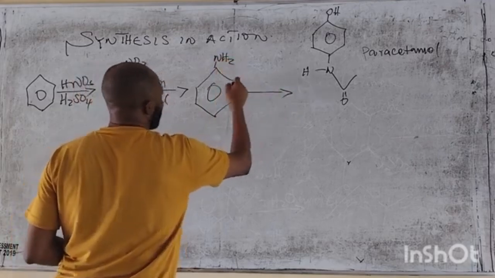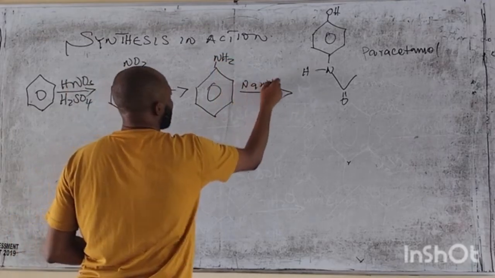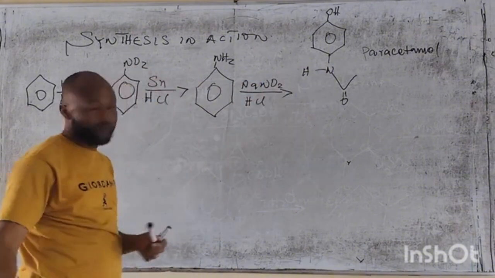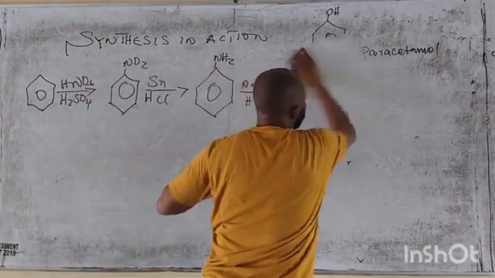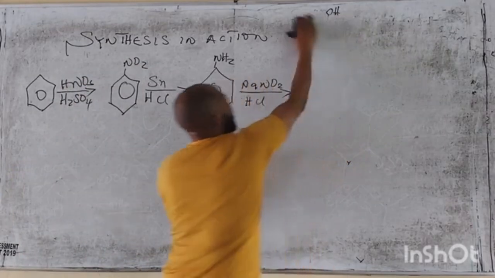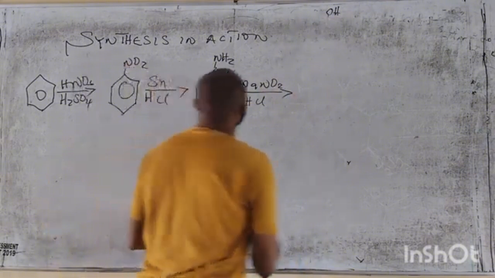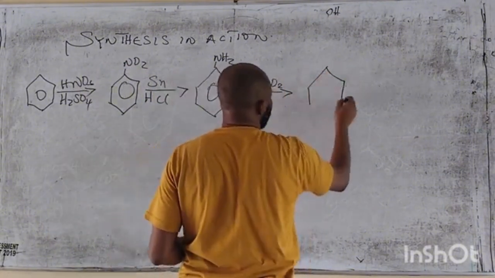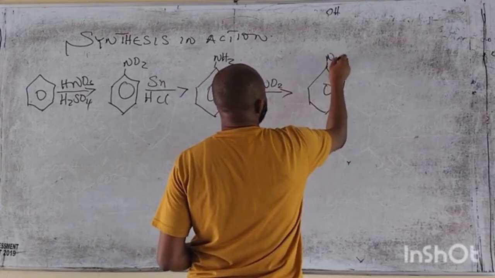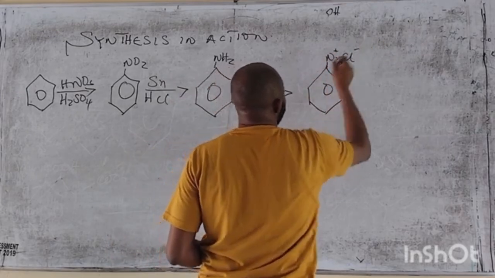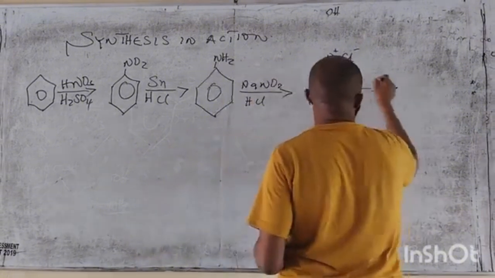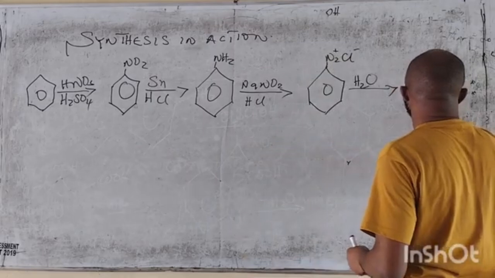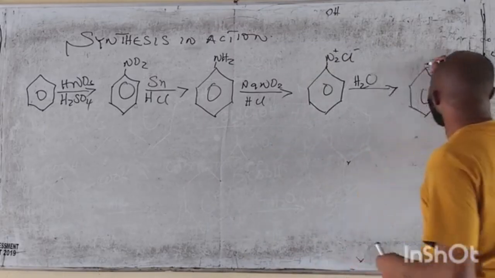I move further to nitrous acid in the presence of HCl. Then, when I do this, this will turn into benzene diazonium salt. I have my N2Cl. This is what I get. And when I proceed further in the presence of water, I get phenol. It's a long way, but I get phenol.